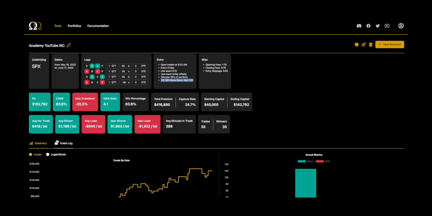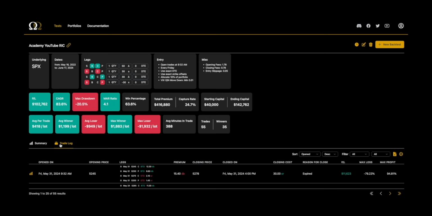So people call these various things. I've seen them called short iron condors or long iron condors. I've seen them called both things. But in a typical iron condor where you're selling premium, you're selling a put credit spread, selling a call credit spread, you're doing the opposite in this. So you are buying a call debit spread and buying a put debit spread.